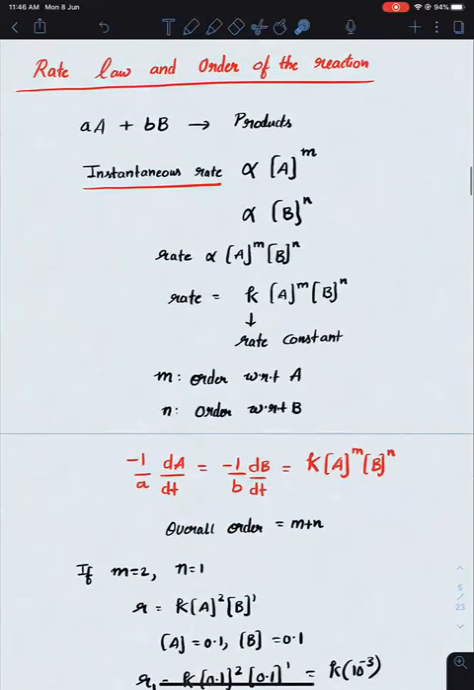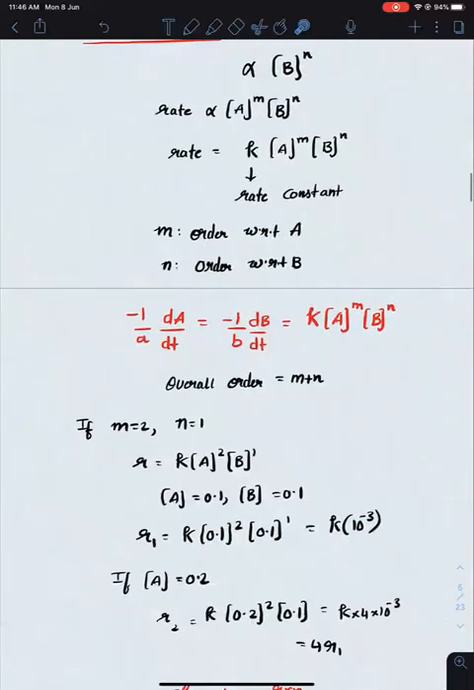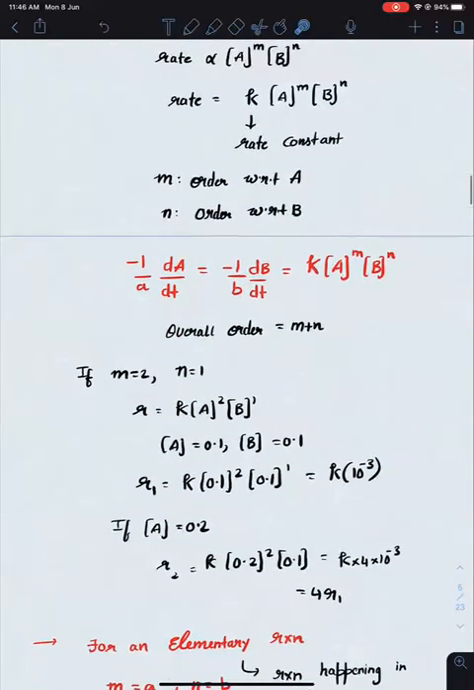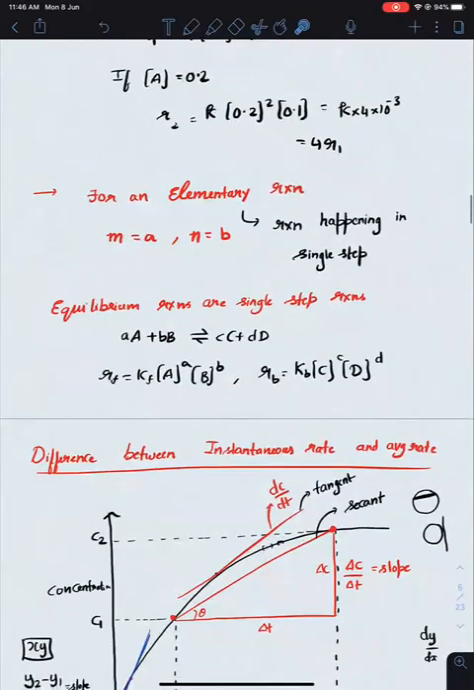So we can also write the differential rate equation, the instantaneous rate. We can also equate it to K into concentration of A to the power M, B to the power N, according to the rate law. This is according to the law, and this is according to the experiments. The instantaneous rate formula is -1 by a dA by dt equal to -1 by b dB by dt equal to K. According to the rate law, it should be K into concentration of A to the power M, B to the power N. This K is called the rate constant, and we have also discussed the units of rate constant. Okay, units will come later.